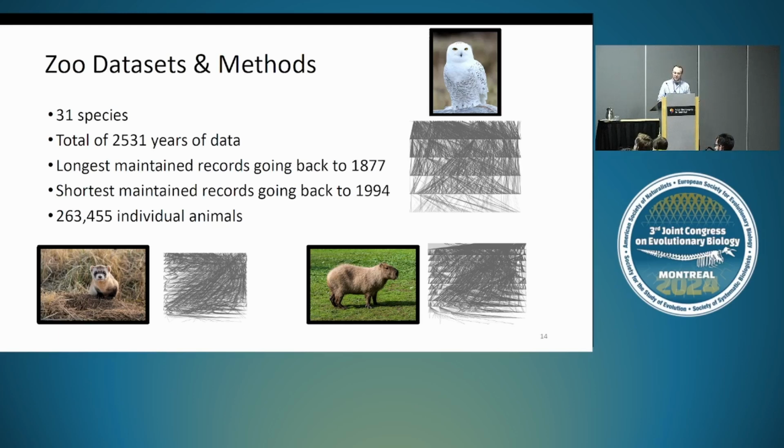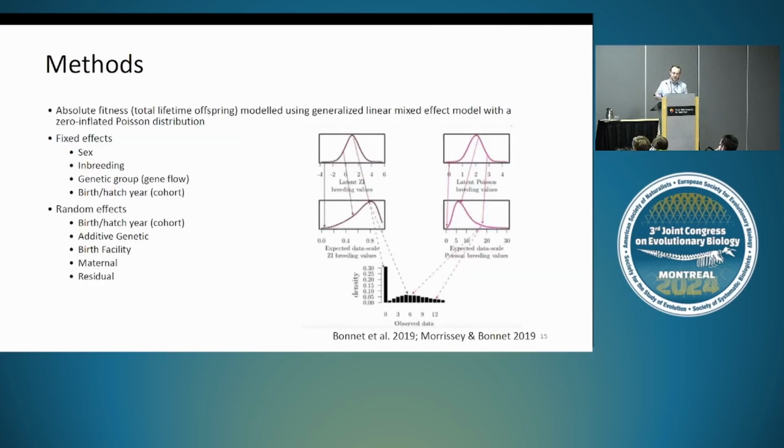These are just a few examples with the pedigrees. All these gray lines are connecting parents to offspring for particular species. But we had a lot of data, and it was, I guess, a better situation than we thought when we first went into this project.